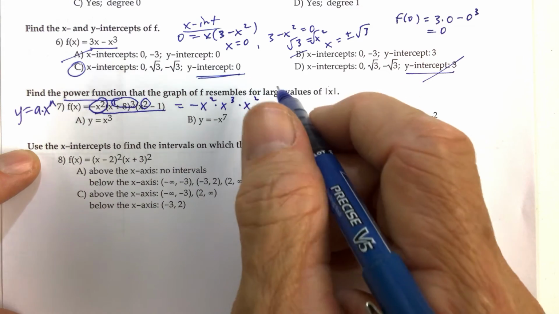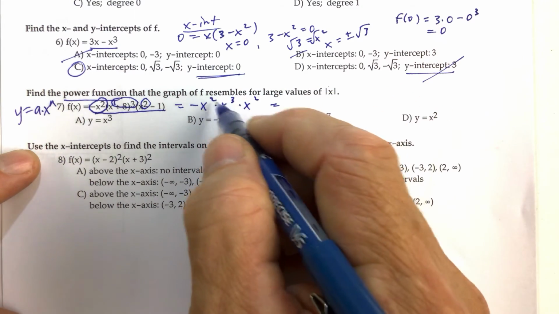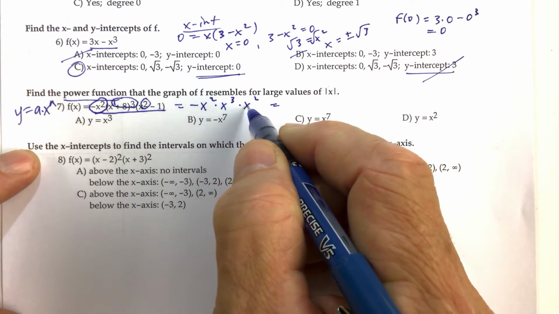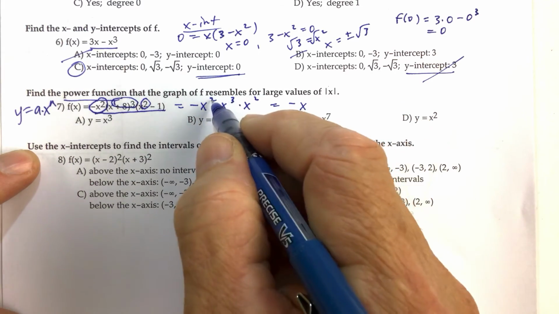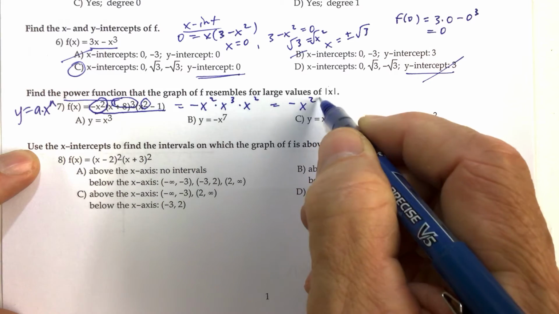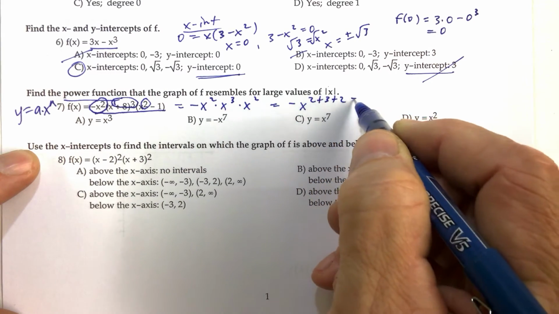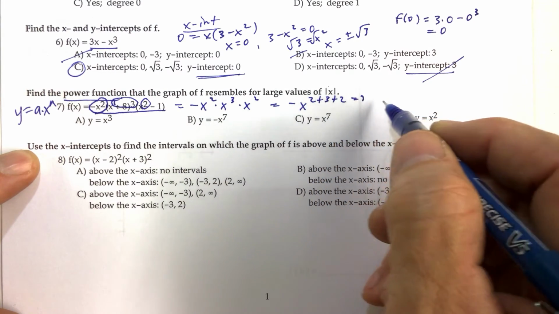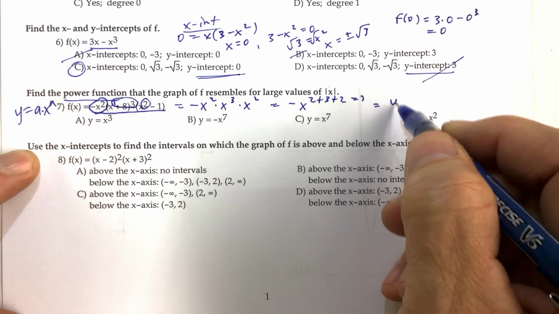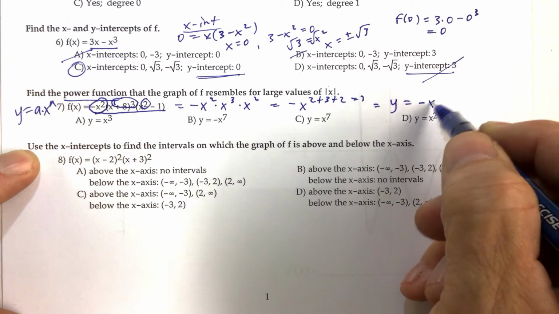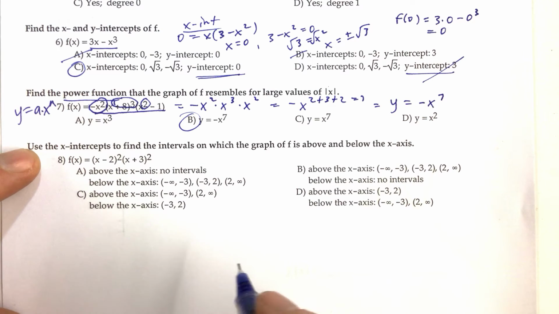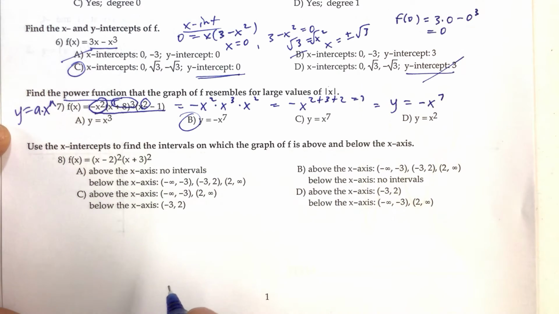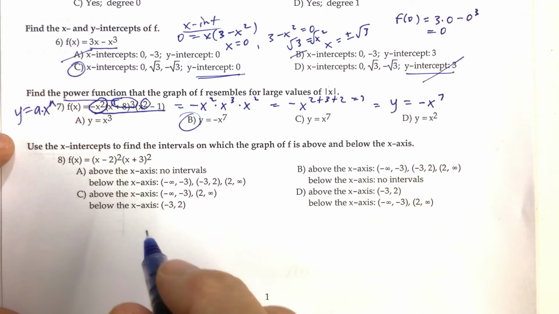So negative x squared times x to the third times x to the second is going to give us our power function. And remember when you multiply bases that are all the same, you add the exponents. So you have negative x to the 2 plus 3 plus 2, which is 7. So you have y equals negative x to the 7th, and that would be choice B. That's a power function that resembles the graph of f for large values of absolute value of x.